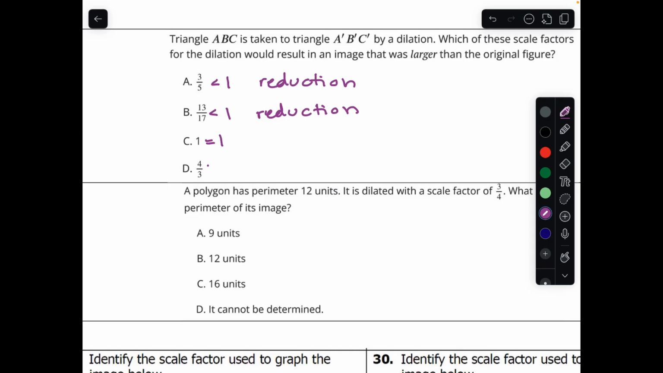4/3, however, is greater than 1. The numerator is bigger than the denominator. So this one is the answer. This is the only scale factor of these 4 that would result in a larger figure. Try the next multiple choice problem on your own, and you can check the answer with the answer key.